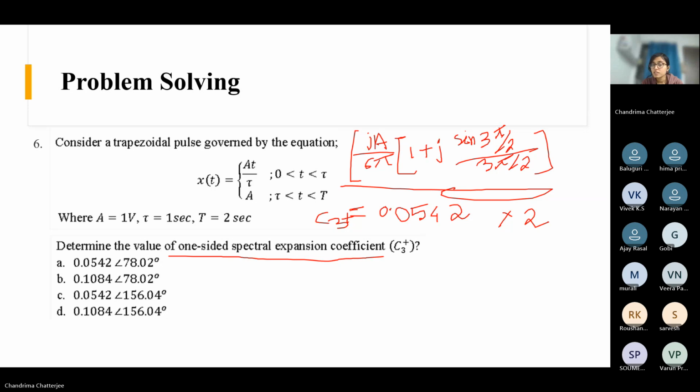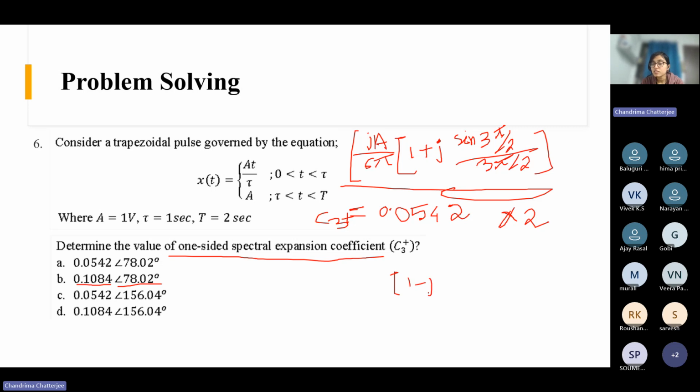Okay. So for one-sided expansion, we have to multiply it by 2, then you will get 0.1084 and the angle will be 78.02 degree. You know, right, how to calculate this phase angle. So this is in rectangular Cartesian format.